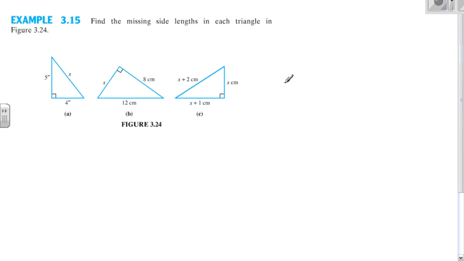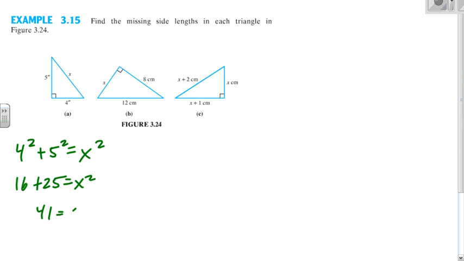You can use the Pythagorean theorem to find a missing side length for a right triangle. If you know the two legs are 4 and 5, then 4 squared plus 5 squared has to equal the hypotenuse squared, since it's a right triangle. So 16 plus 25, which is 41. So x is the square root of 41.